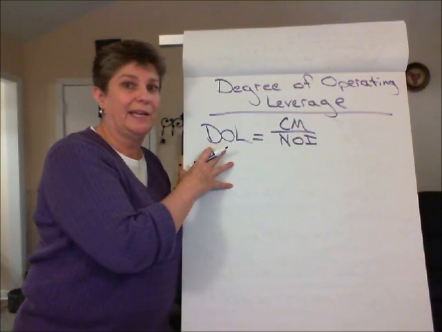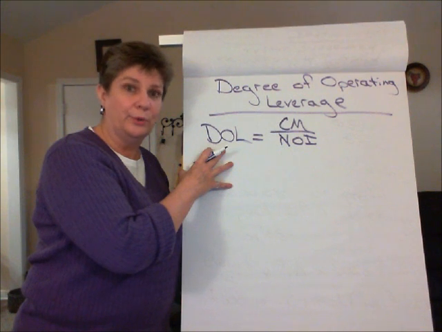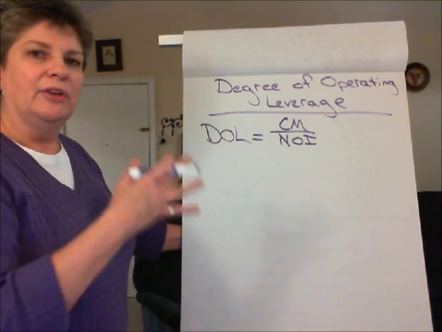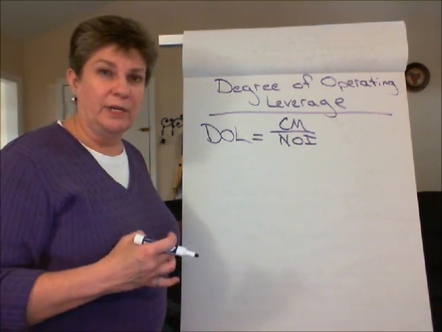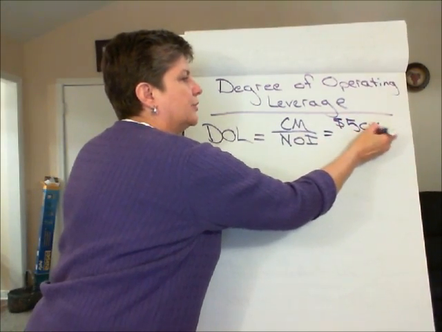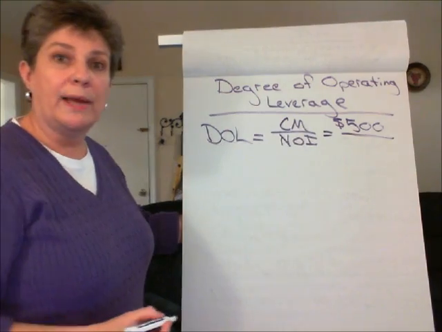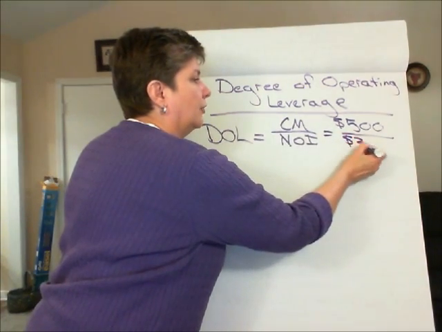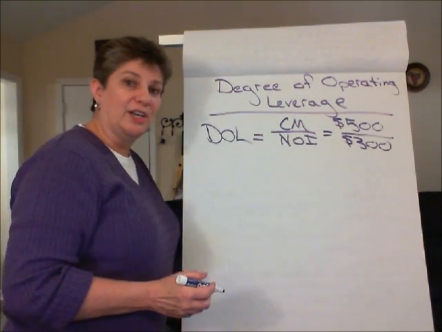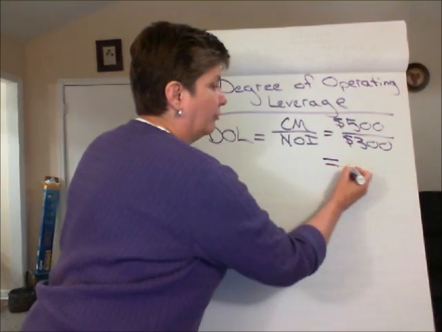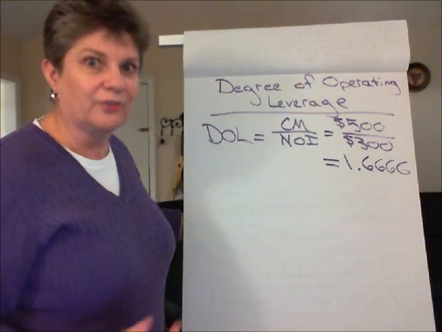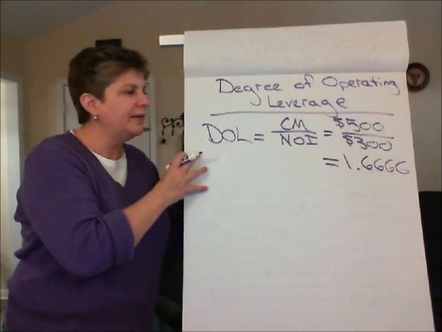Margin of safety could be calculated in total dollars or per unit, but for DOL we need to look at the total dollar information. So on our contribution margin income statement in the second example, our contribution margin was $500 and our net operating income was $300. Once again, not pretty numbers. 500 divided by 300 gives us a degree of operating leverage of 1.666666 and so forth.